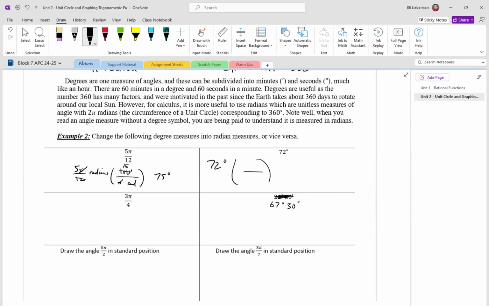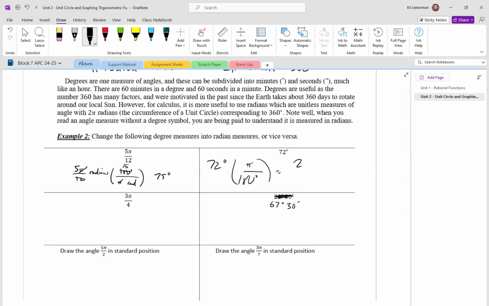Okay, so on the bottom you put 180 degrees, top you put pi radians. Remember, if there's no symbol, we know it's radians, so I'm going to stop writing "radians." Does anything cancel? Yeah, 72. What does it simplify to?